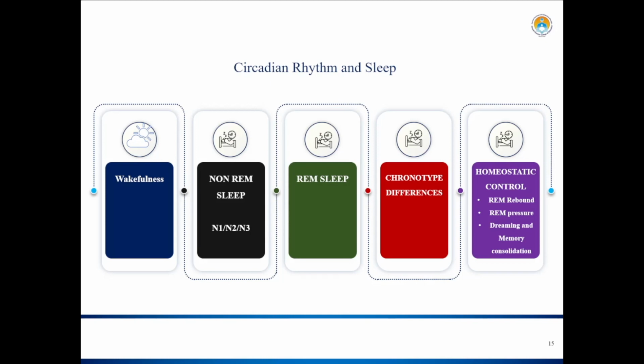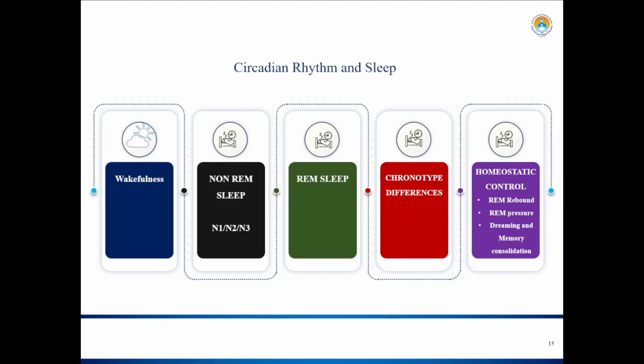REM sleep shows increased brain activity, vivid dreaming, and emotional processing. Circadian rhythm plays a role in the timing of REM sleep onset and duration. REM sleep thus follows circadian rhythm. During a typical night's sleep, the first REM period occurs about 90 minutes after falling asleep. As the night progresses, the duration of REM increases, meaning it is more prevalent during the later half of the night.